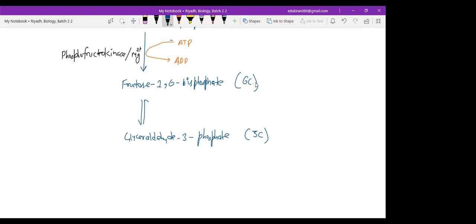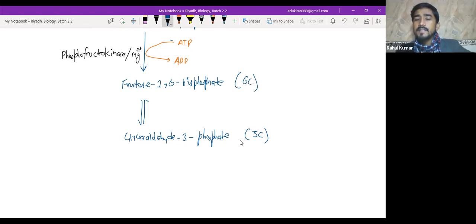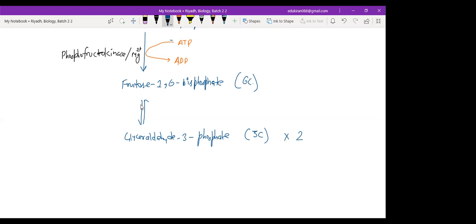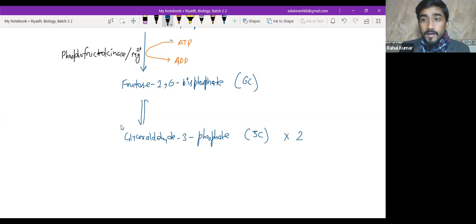Yes or no? Yes, sir. The 6-carbon molecule got converted into glyceraldehyde 3-phosphate. So basically this is the first step where we started breaking down from 6-carbon to 3-carbon, which means how many molecules will be there? 2. And it is an irreversible process because we have not committed any energy here.